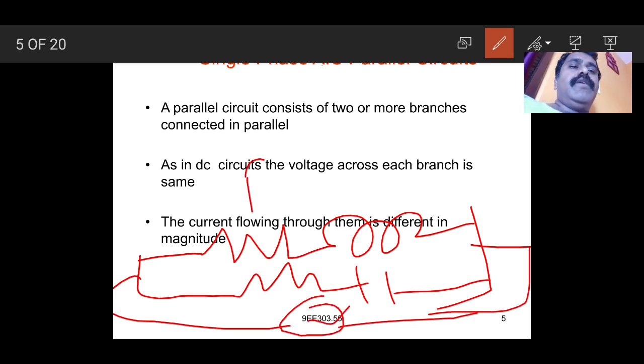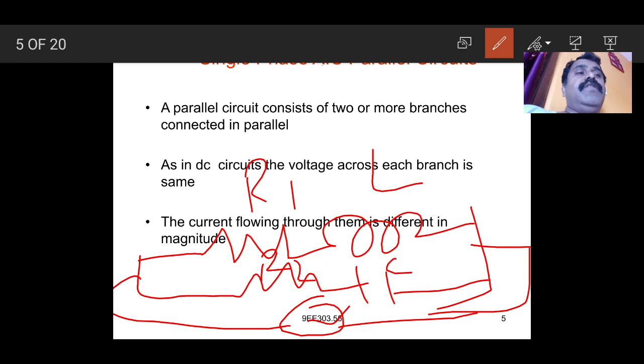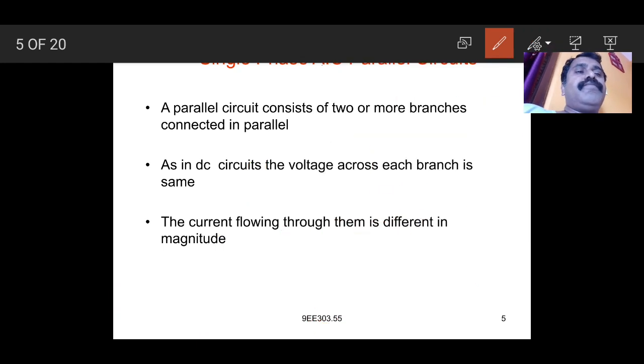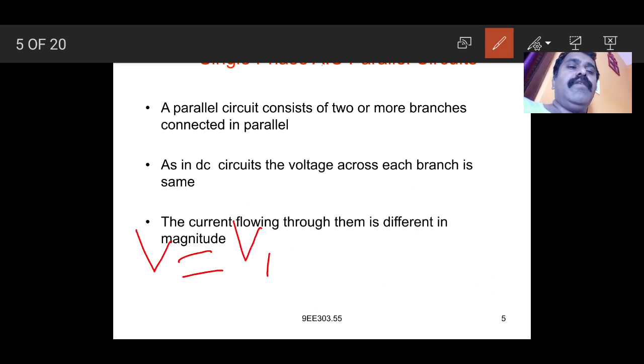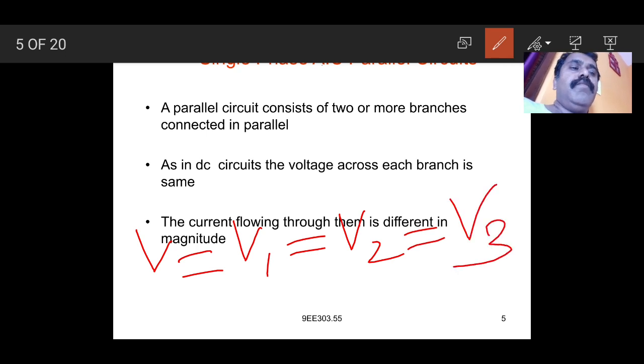So what are the conditions? R1, L, R2 and C are connected. What conditions can be expressed in the parallel circuit here? First of all, the voltages are equal: V1 is equal to V2 is equal to V3. The three branches are connected in parallel.